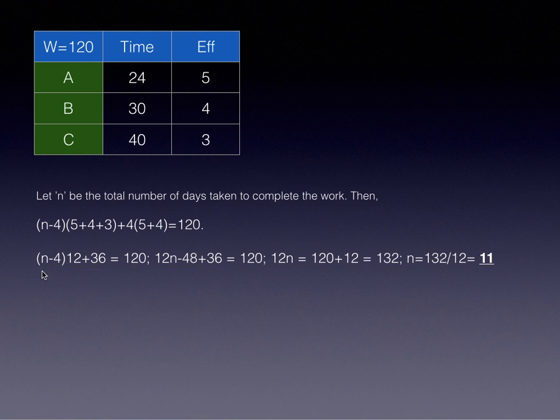That is n minus 4 into 12 plus 36 is equal to 120, or 12n minus 48 plus 36 is equal to 120. That is minus 48 plus 36 becomes minus 12, so 12n minus 12 is equal to 120. That is 12n is equal to 120 plus 12 is equal to 132. n is equal to 132 by 12, which is equal to 11.